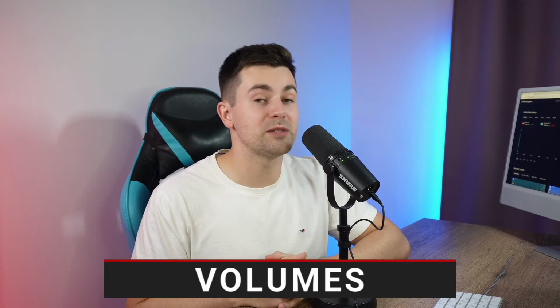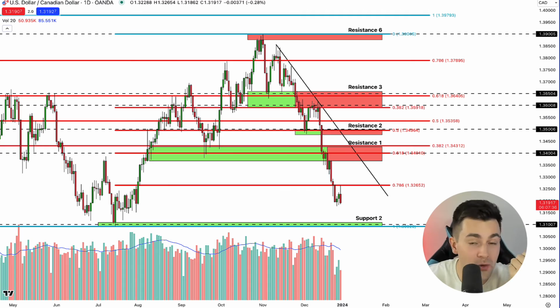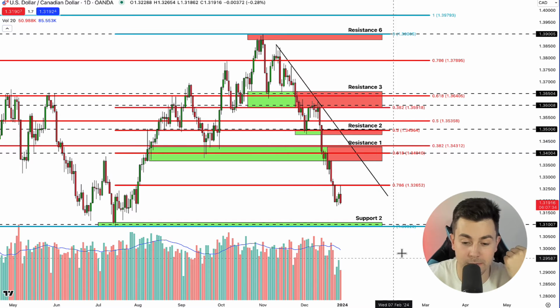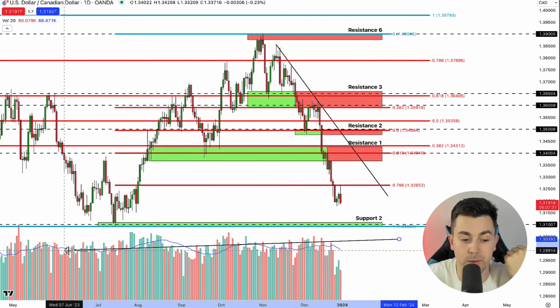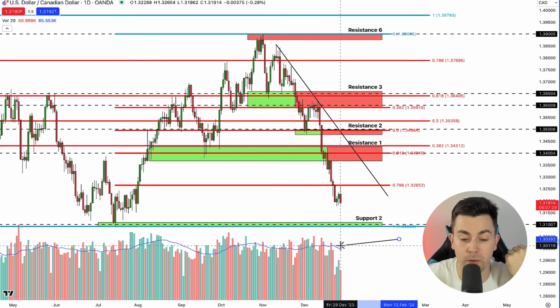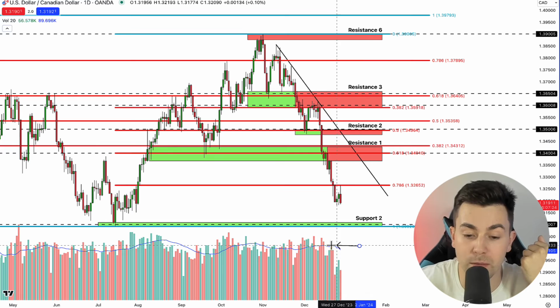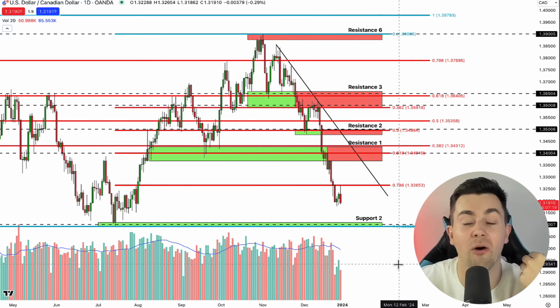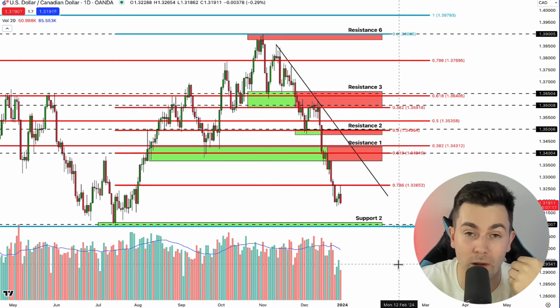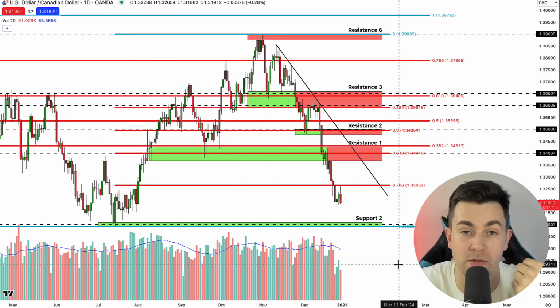Element number 4, the volumes. The structure that you spotted should experience high trading volumes. It will indicate the high participation and the interest from the market participants, especially the smart money. On the chart, I added the volume indicator, and on the volume indicator there's also the moving average, that blue curve. We will need that moving average because we will consider the volumes above the moving average to be the high volumes. It will signify for us the high activity of the market participants.